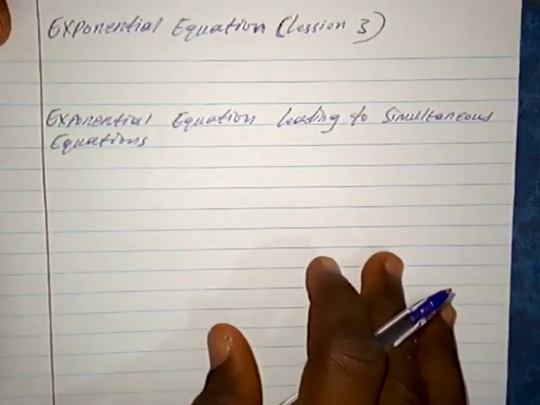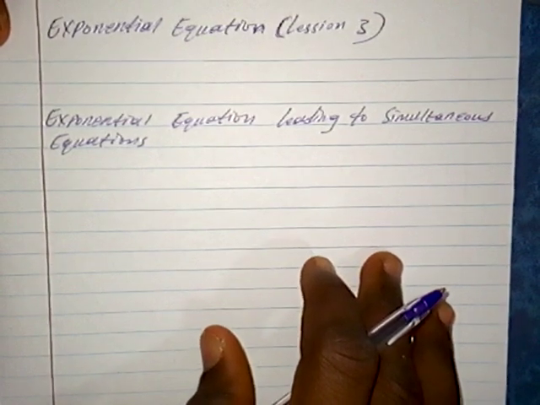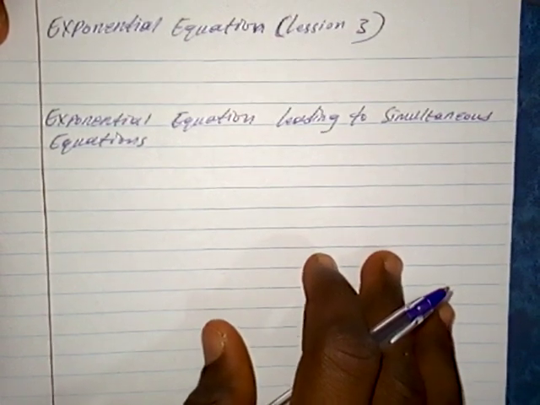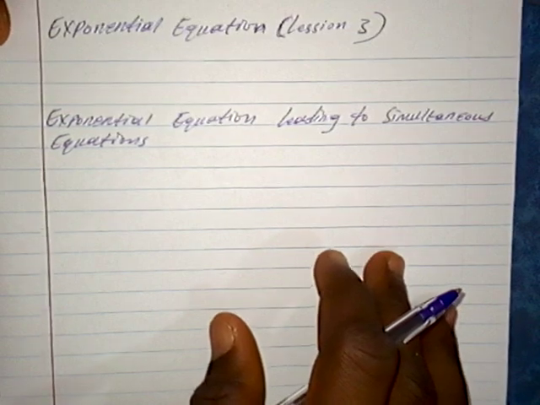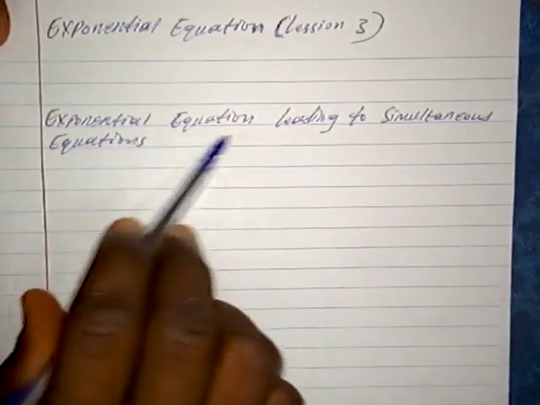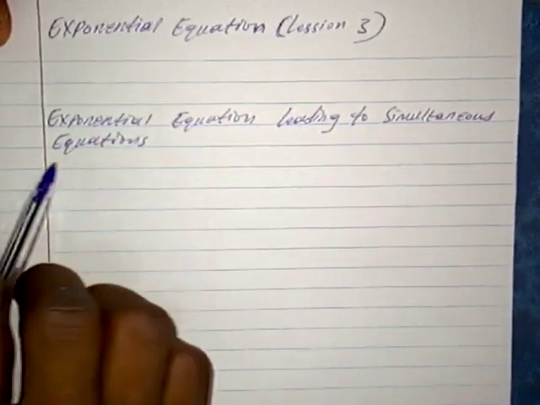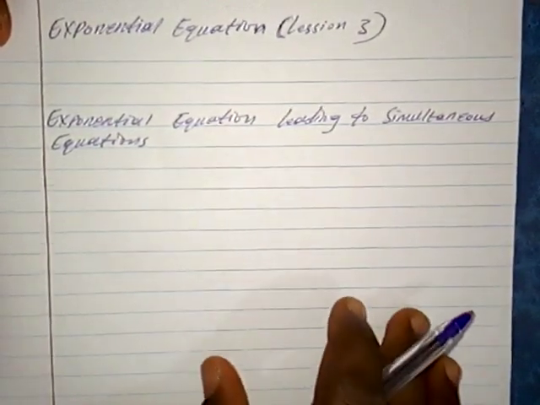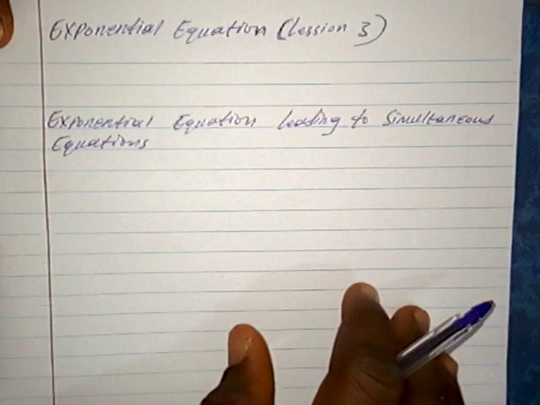Now we proceed. Of course, in lesson 1, I explained how to identify the exponential equation. Lesson 2, how to use the exponential equation to arrive at a quadratic equation. Lesson 3, we are going to continue with what? Exponential equations leading to simultaneous equations. Right? Good.